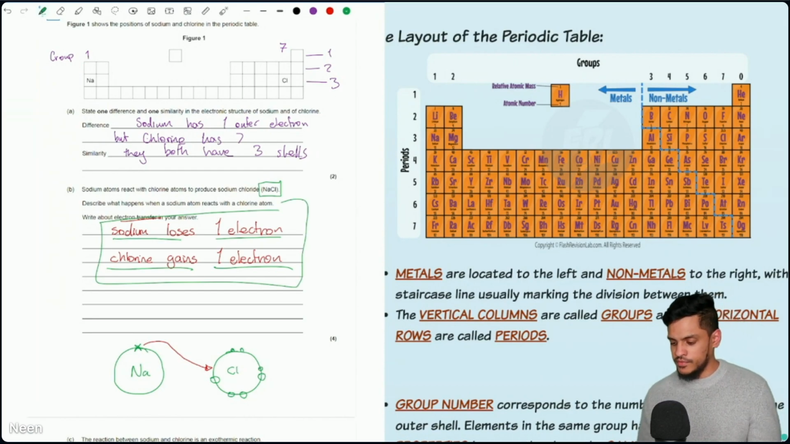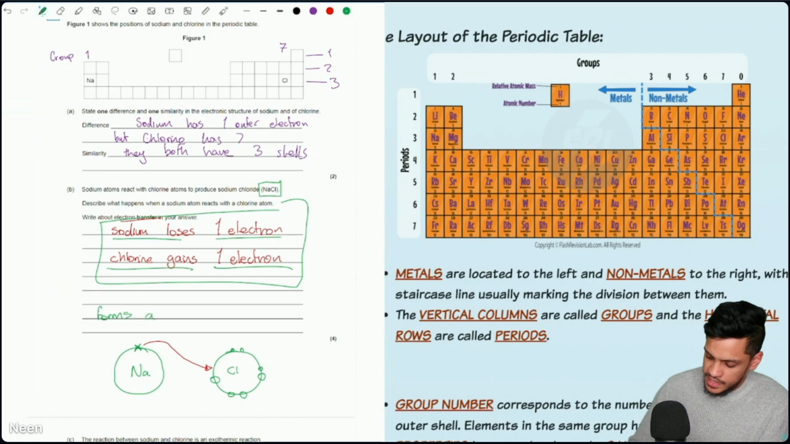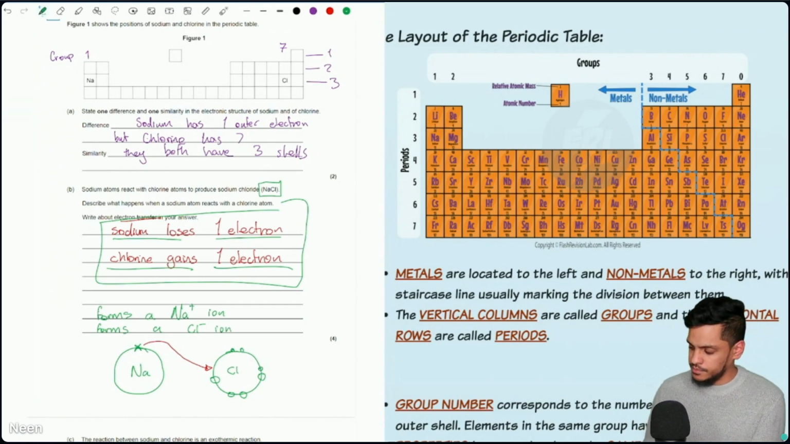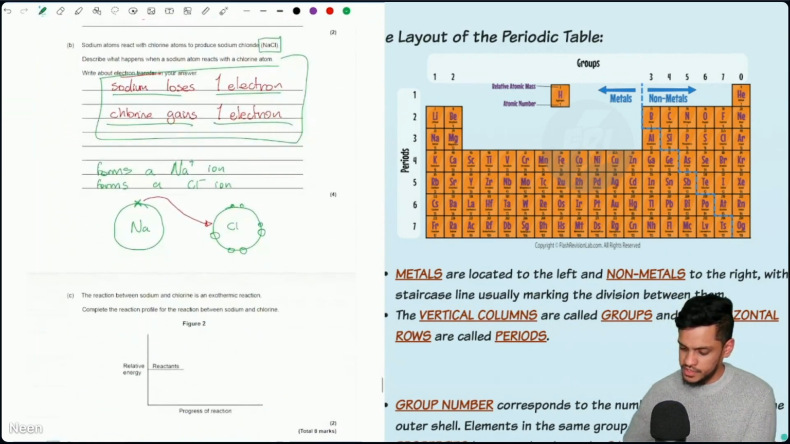But if you wanted to give more information, sometimes they expect you to explain what happens after this. When sodium loses 1 electron, it forms a sodium plus ion. When chlorine gains 1 electron, it forms a Cl minus ion. Does that make sense? Tell me if you want me to re-explain everything.